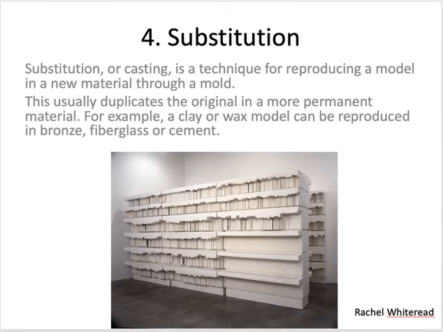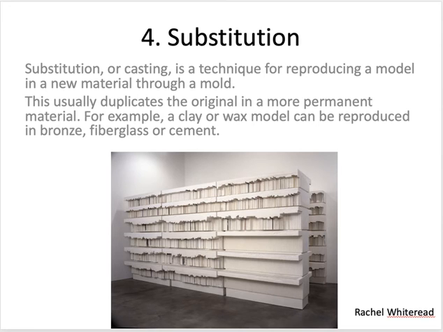The last kind of method towards creating sculpture is what we might call substitution. Sometimes we just call that casting. It's basically a technique for reproducing a model in a new material, and you're doing that through a mold. And so again, if we think back to the Rodin sculpture at the beginning, that's how that sculpture was made.